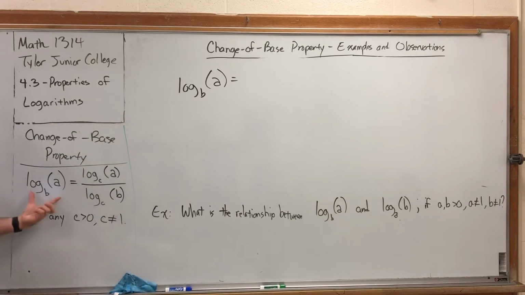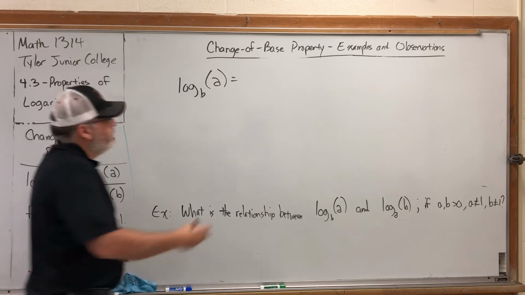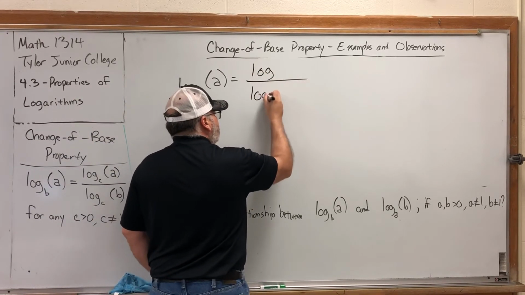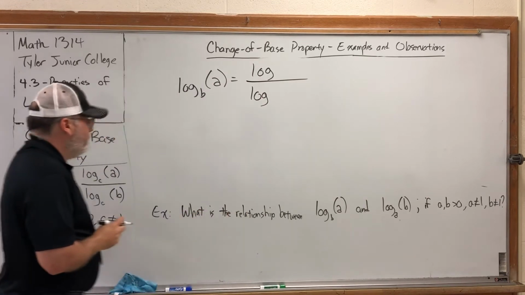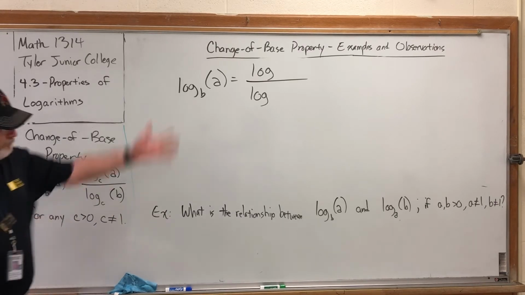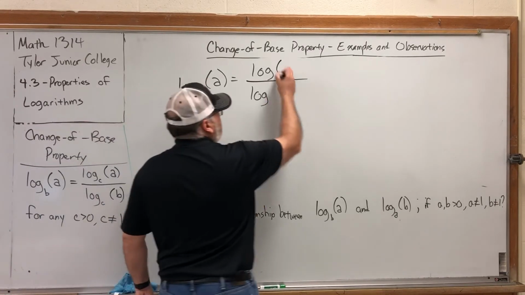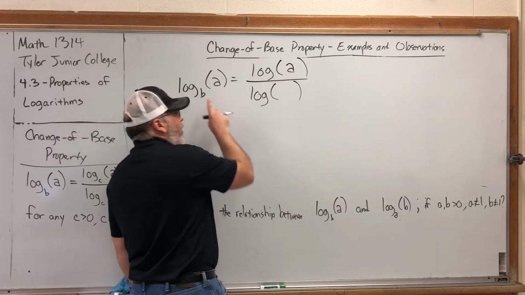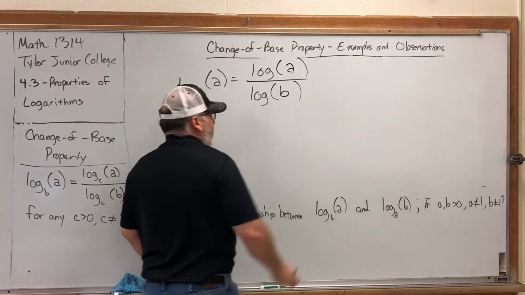Well, why don't we just write exactly what it says? It's a ratio of logarithms. Actually, I'm not going to write exactly what it says. It says we can do this for any base we want. Why don't we use base 10? Original argument is the argument of the numerator. Original base is the argument of the denominator.